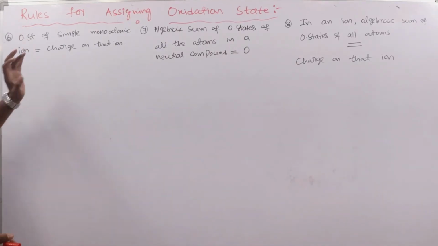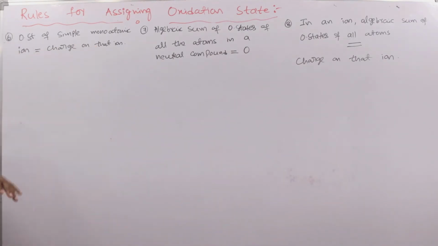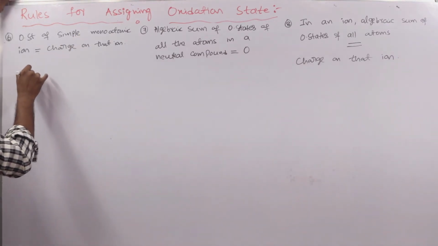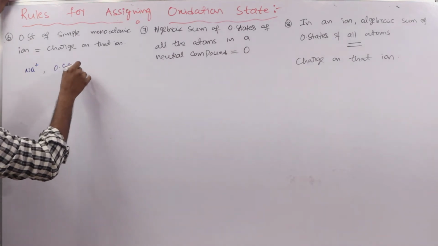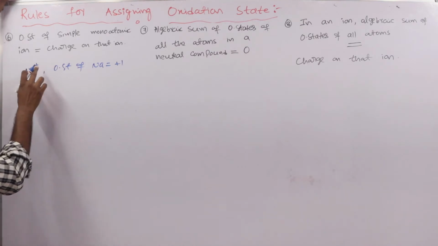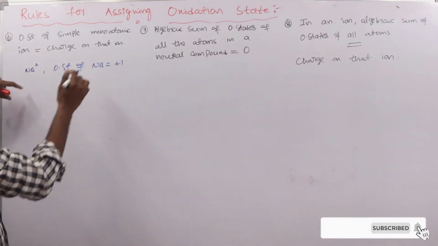Now let us see the sixth case. The oxidation state of a simple monoatomic ion is equal to the charge on that ion. Okay, a simple monoatomic ion, for example Na+. So here the oxidation state of sodium is equal to how much? +1. The charge present on the simple monoatomic ion is equal to +1.